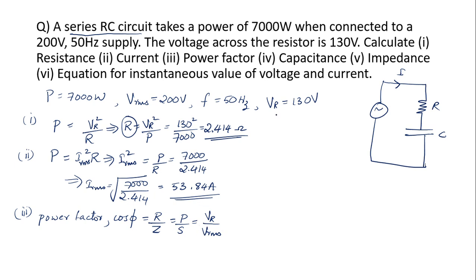They have given you the value of VR and the value of VRMS, so directly you can substitute the values. It will be 130 divided by 200, and you will get the value of cos phi as 0.65. Now the power factor can be either leading or lagging, and since it is a capacitive circuit, the power factor is going to be leading.